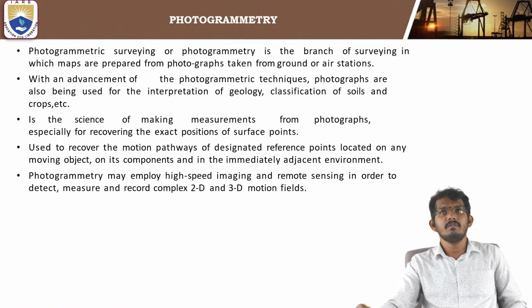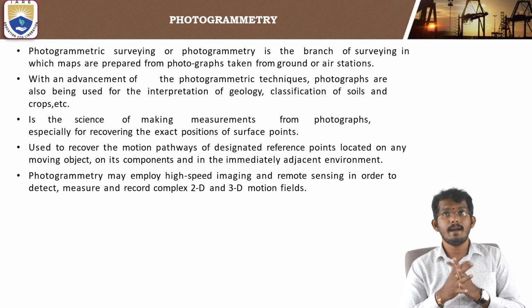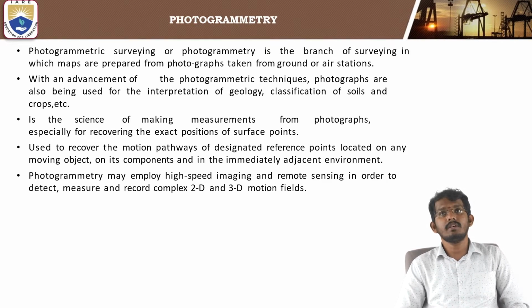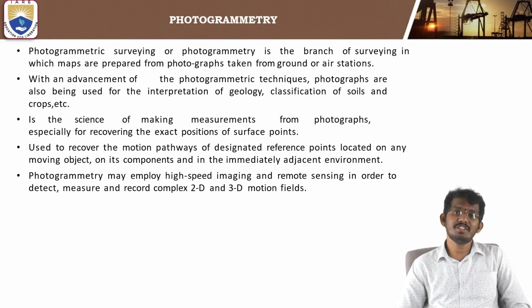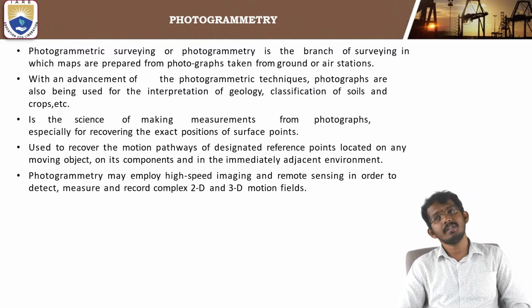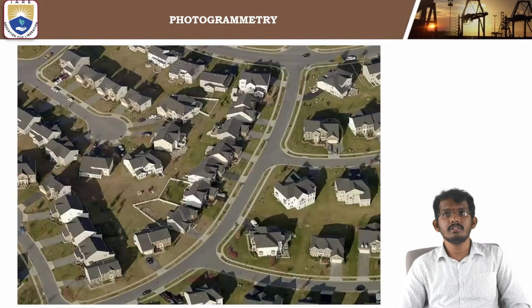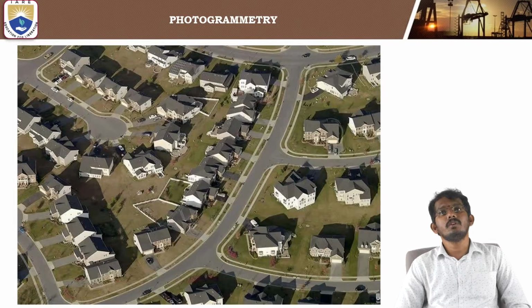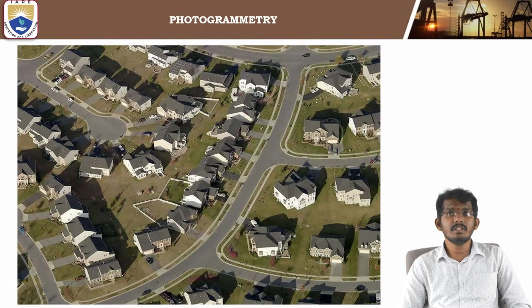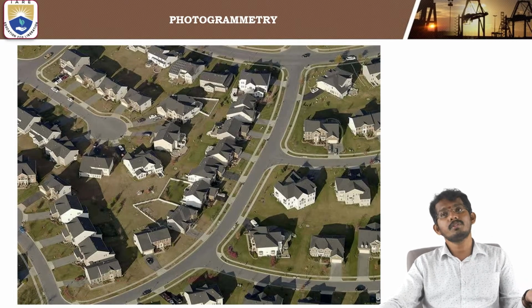So I define photogrammetric survey as a branch of surveying in which maps are prepared from photographs taken from a ground or air station. If photographs are taken from the ground, we call them terrestrial photographs. If photographs are taken from an air station or using an aircraft, we call them aerial photographs. With the advancement of photogrammetric techniques, photographs are also being used for the interpretation of geological classification of soil and crops, etc. If you observe this figure, you can see the geological classification of crops or soil.